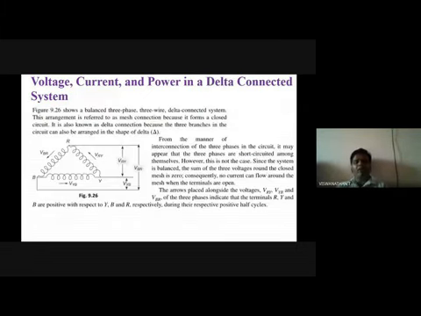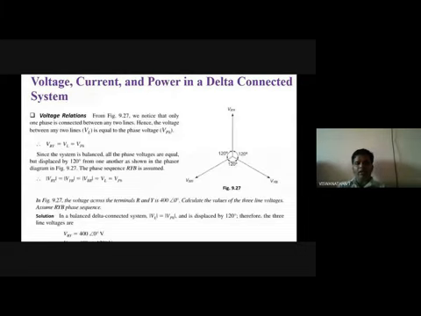Next one, voltage, current and power in the delta connected system. We discussed the star connected system. Here the line voltage and phase voltages are same, but the line currents and phase currents are different. So here VRY is equal to V phase. In the problem they are giving the voltage across the terminal as 400 at an angle of 0 degree. Calculate the values of 3 line voltages. Assume the sequence is RYB.